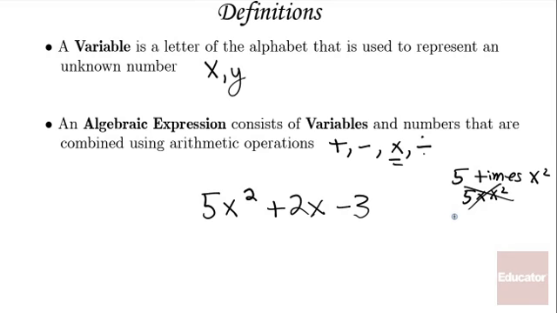Therefore, to indicate multiplication, there are a couple of things that can be done. We can either put a dot, so you'll see 5·x squared, or frequently, we just put the two terms right next to each other, 5x squared. So 5x squared really means 5 times x squared.